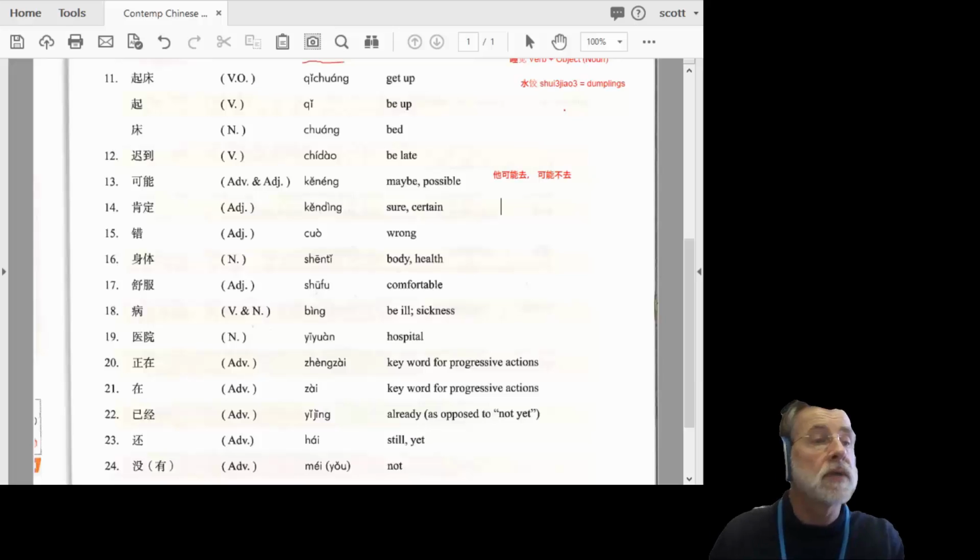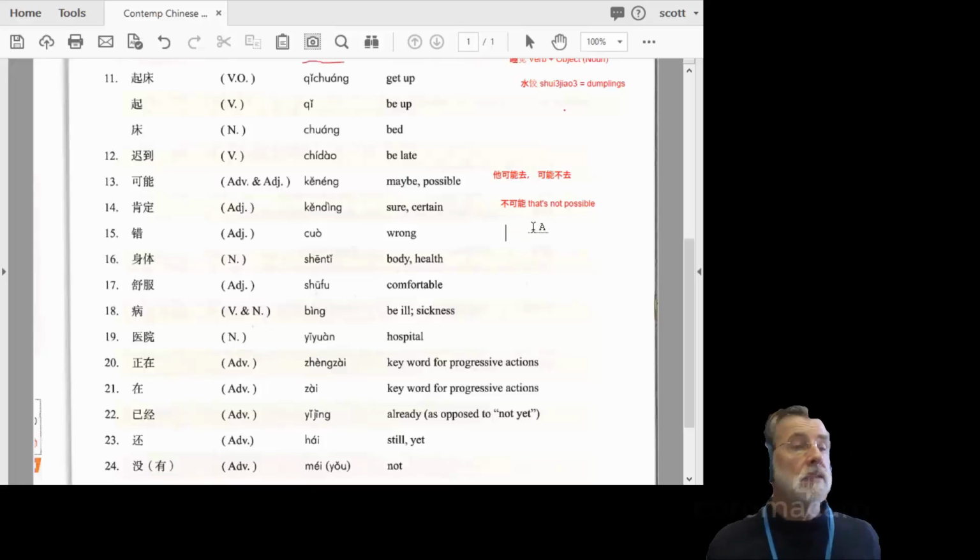Let's see if we can get that to come up on screen. So here we go here. 不可能. That's not possible. So there we're using it as an adjective.